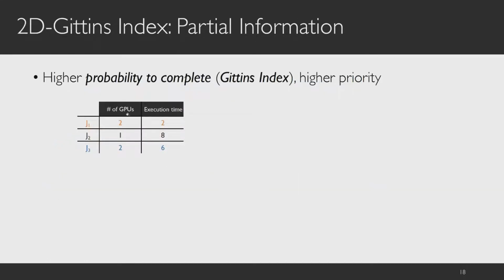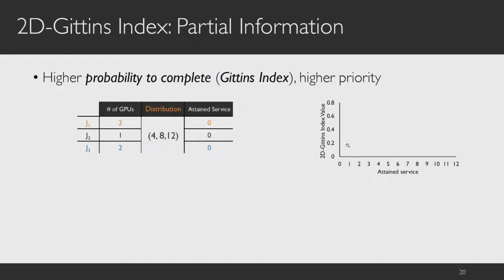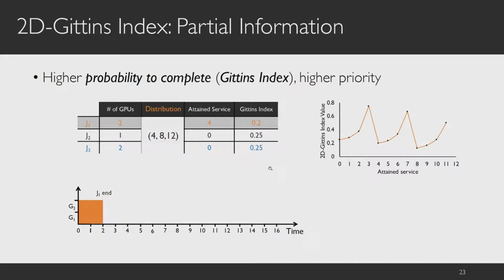Here's an example. Jobs 1, 2, 3 have different GPU requirements of 2, 1, 2, and the execution times are 2, 8, 6. So the distribution of the execution time is multiplying these two numbers together, so you have 4, 8, 12. At the beginning, no job is deployed, so attained service is all 0. But if you use the Gittins index, they have the same index at first, so you decide to deploy job J1 first.